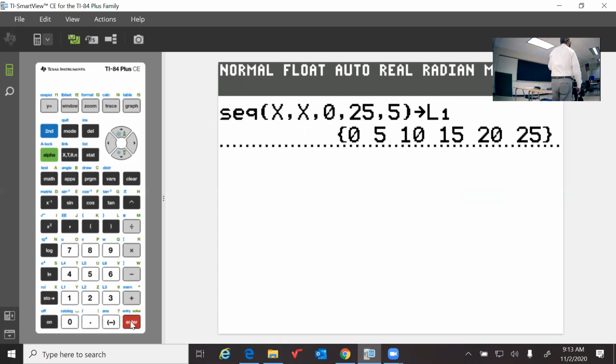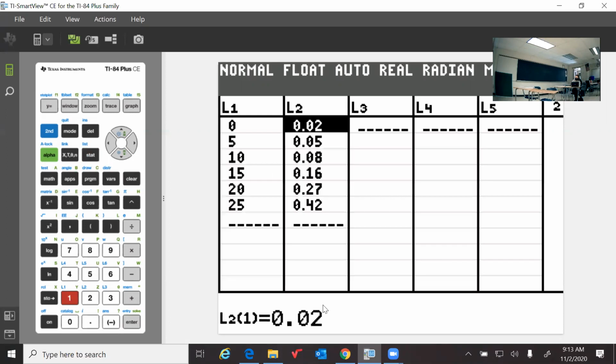Now, you could have typed these values in there in that amount of time, but if this list went up to 75, from 0 to 75, this would be way more efficient. You need to be aware of how this works. So I go here, stat, edit, and then list 2 you have to type in manually, and list 2 is the corresponding probability for collecting that amount of money. That's in the bottom row on page 375.